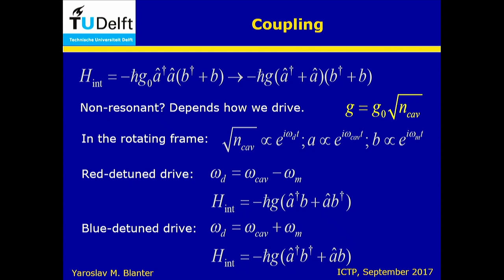If you drive it, for instance, at the red sideband, so if you drive it at the cavity frequency minus mechanical, then only those two terms are left. So you have this, a dagger comes with minus cavity and b comes with plus mechanical, and they all three cancel. And that's a complex conjugate, a Hermitian conjugated term. Then you are left with interaction which only has those two terms. And that's beam splitter interaction.